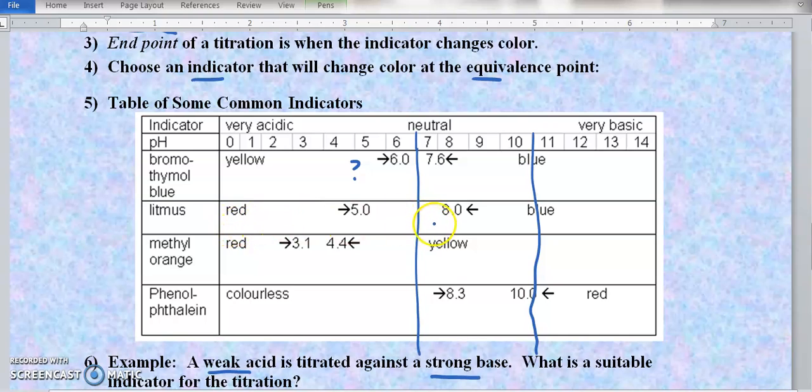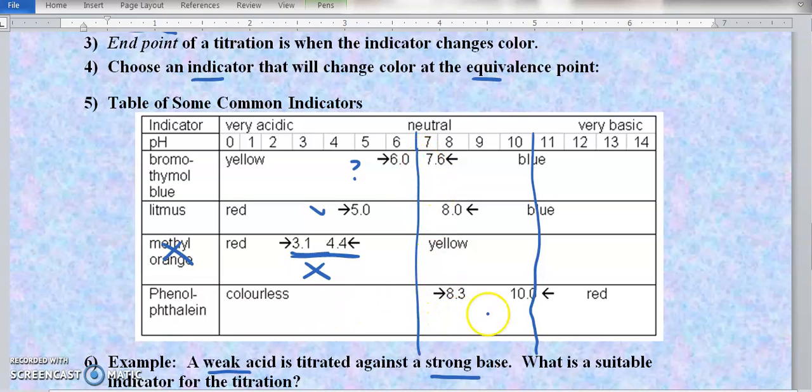Litmus looks a little better. It's going to start changing around 5 to 8. Remember, it's really a drop that matters. So that one looks okay. If you have litmus, that could work. Methyl orange, it's going to change color way down here in the acid range. So that one isn't going to work for our example.